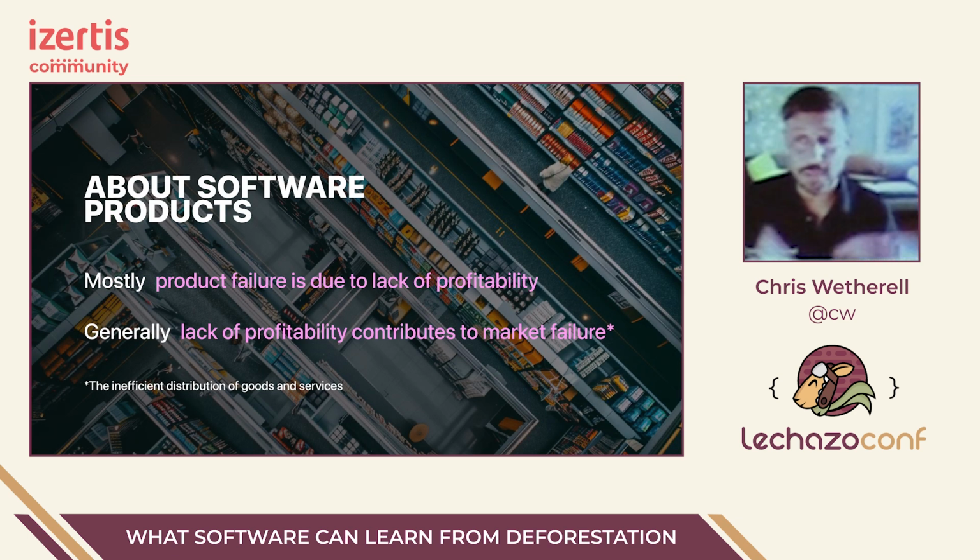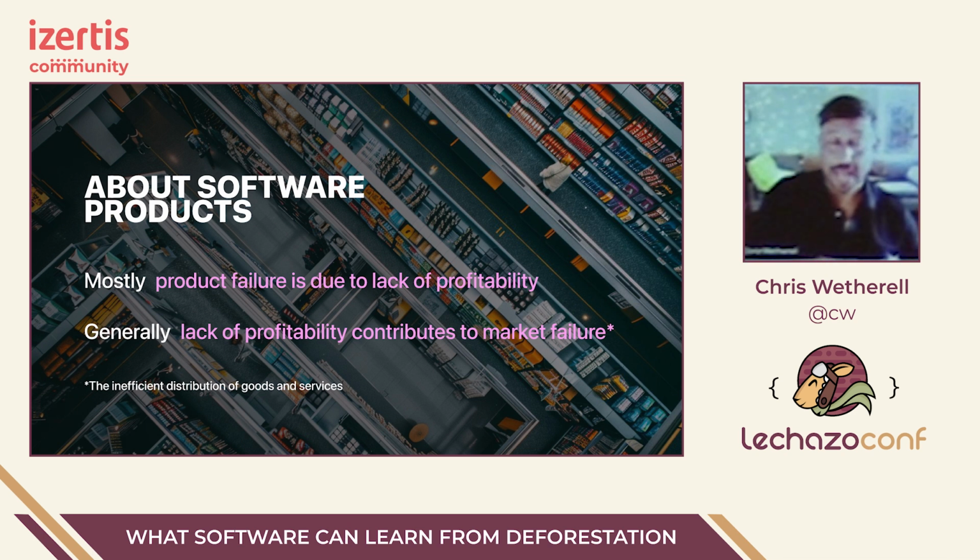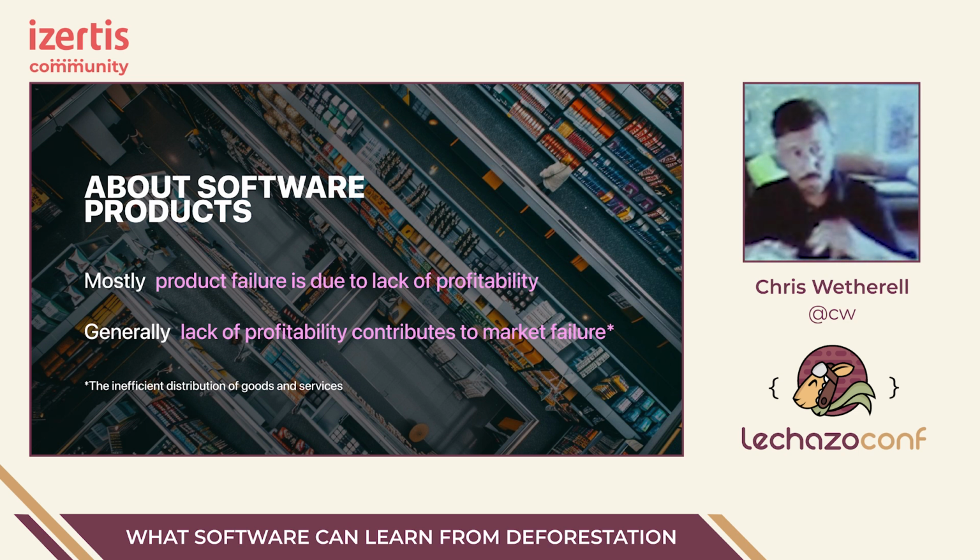Okay, so how does that relate to software products? Well, let's look at how software products fail. Most often, when we're talking about software products that fail, that product failure is due to a lack of profitability. For one reason or another, they couldn't make more money than they were spending. Generally speaking, in that case, that lack of profitability will contribute to an entire market failure. We see this often, and by market failure, I mean a really specific, strict economic definition where the distribution of goods and services are wildly inefficient. Therefore, the market is not healthy.